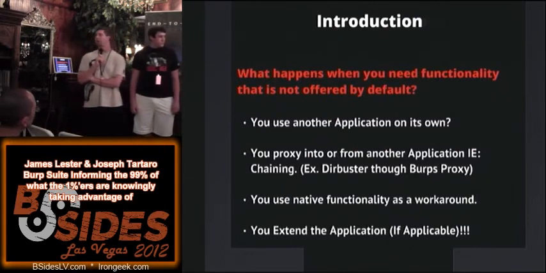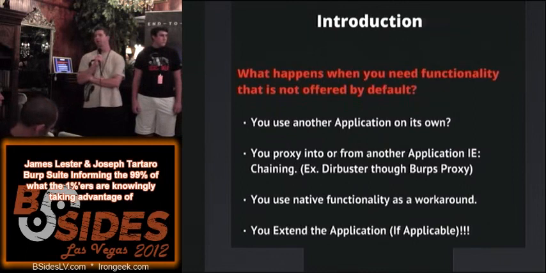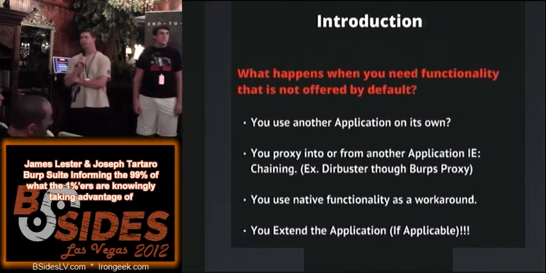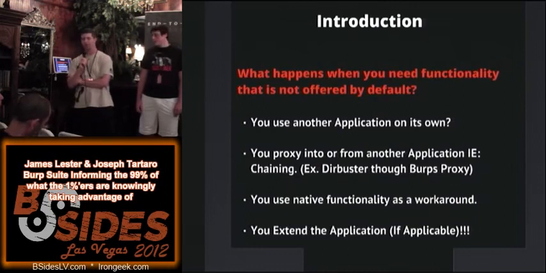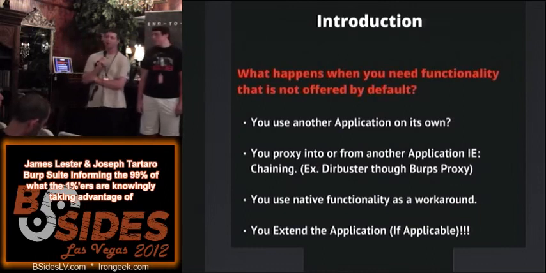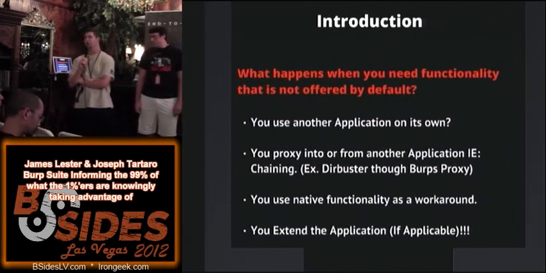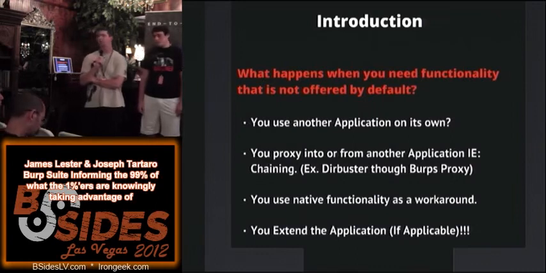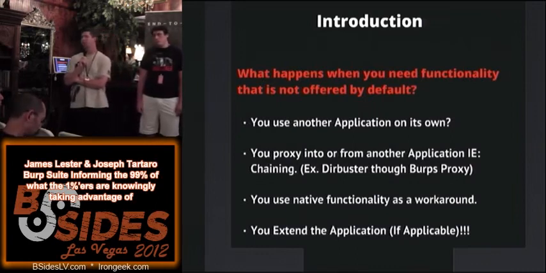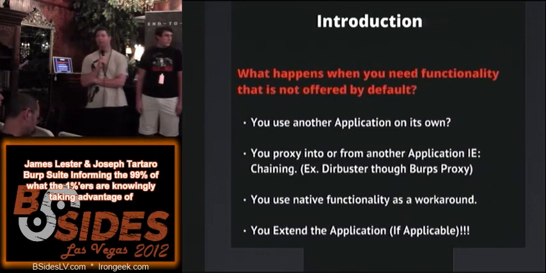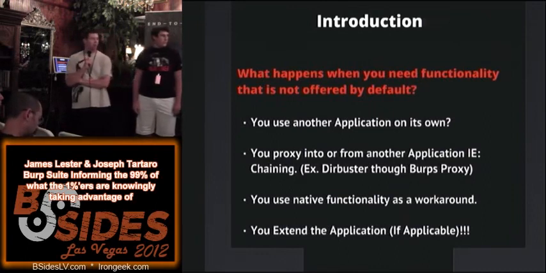You can use native functionality as a workaround, right? It might not have been its intended use for development, but after you start messing around with the tools, you're like, okay, wait a minute. If I set this setting off, and then I enable this in cookie jar, and I set this macro, you can start chaining a lot of the functionality. You can make a temporary workaround for your solution, and if none of those work, you basically start to extend the application, of course, if it's applicable.